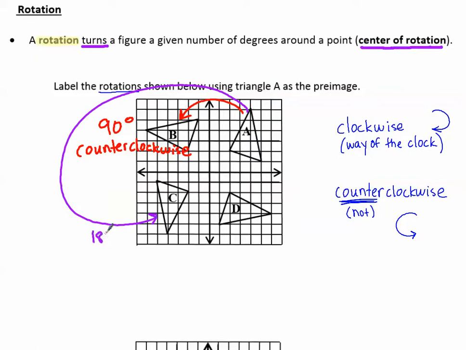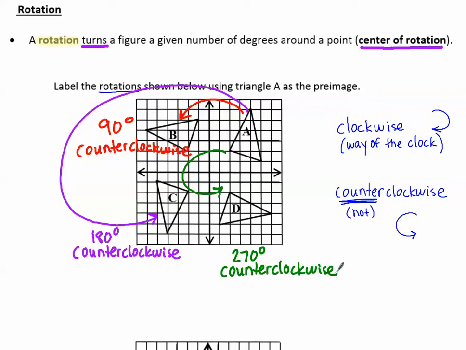we'll make a 180-degree counterclockwise rotation. And then if I go 90 plus 90 plus 90 again, getting all the way to this quadrant, this will be a 270-degree counterclockwise rotation. But that's not the only way I could have come up with these figures.